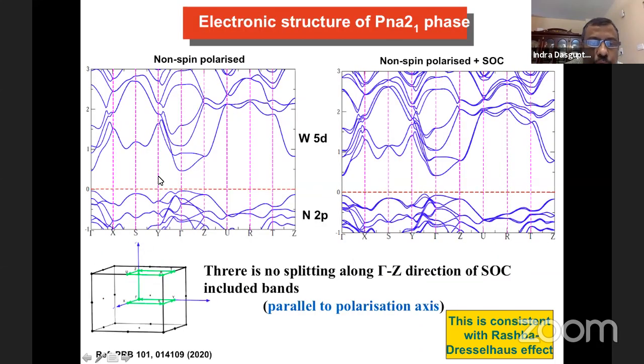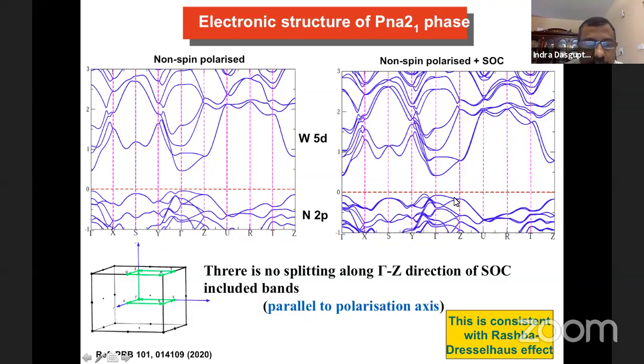So this is what is shown here. I will essentially be concentrating on the conduction band, which is essentially made of tungsten 5d states. This is a calculation without spin orbit coupling, and this is the calculation with spin orbit coupling. As I pointed out, the electric field of the polarization in this case is along the Z direction. As a consequence, you don't see any splitting along this gamma-Z direction once you apply spin orbit coupling. Around gamma, there is some splitting, but this splitting is small.